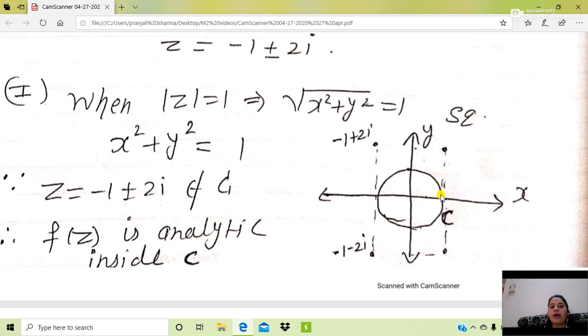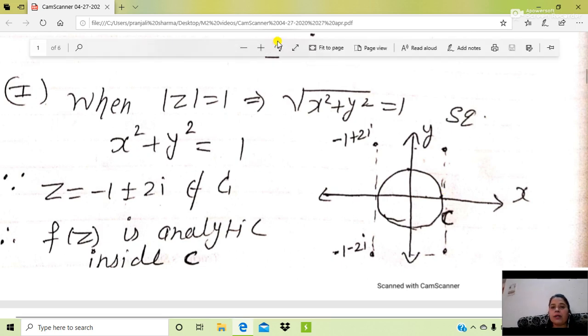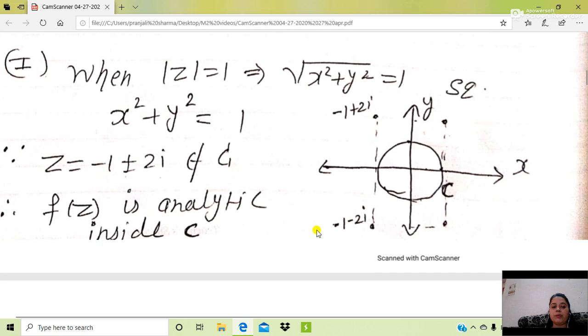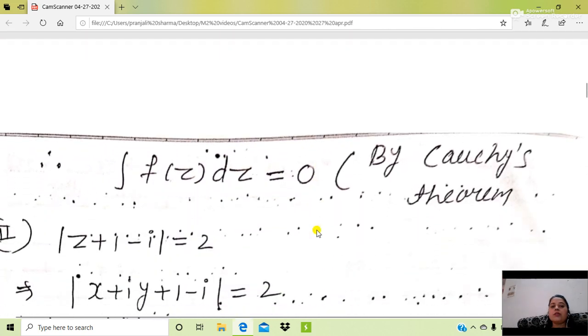Now we find inside poles. Since we have two poles, minus 1 plus 2i and minus 1 minus 2i, and as we can see that both the poles are outside the curve, therefore we have no poles inside the curve. Therefore the function is analytic within this closed curve, which is a circle whose center is (0, 0) and radius is 1. Since the function is analytic, we can apply Cauchy's theorem and the integration of f(z) dz will be 0. So by Cauchy's theorem, the integration of f(z) dz along the curve C is equal to 0.